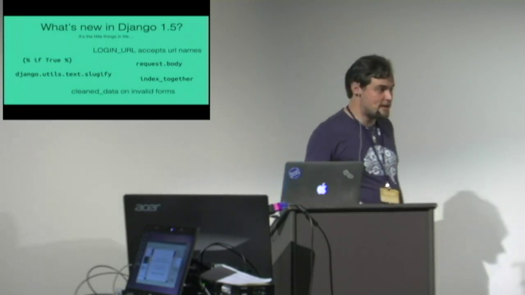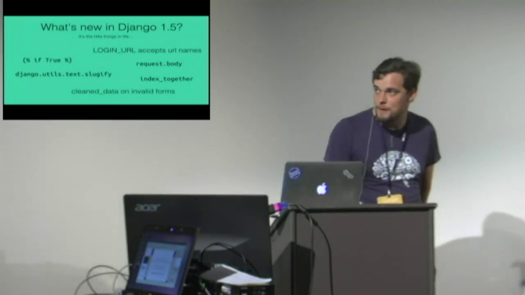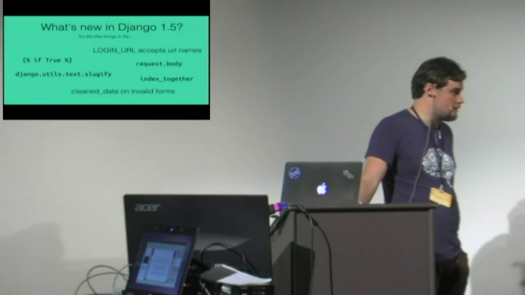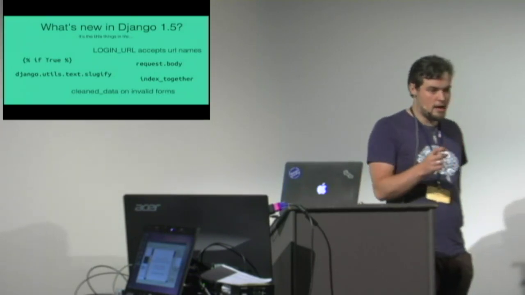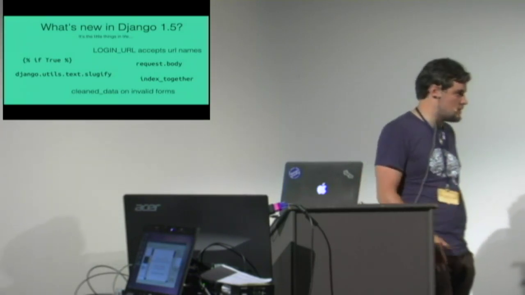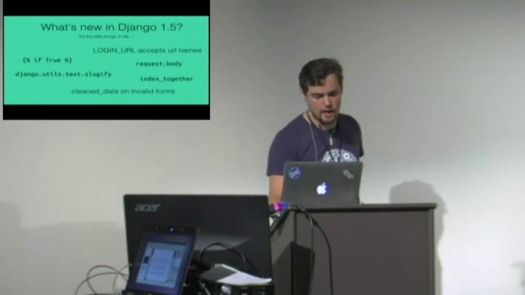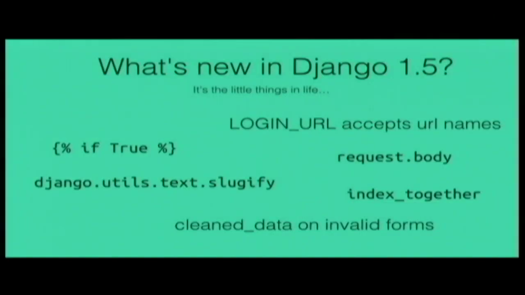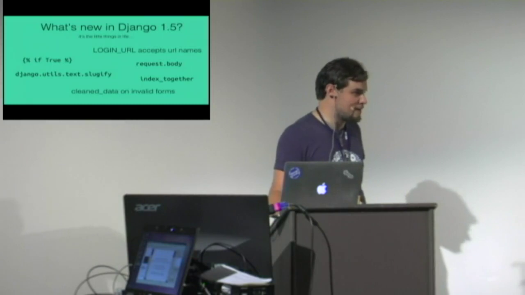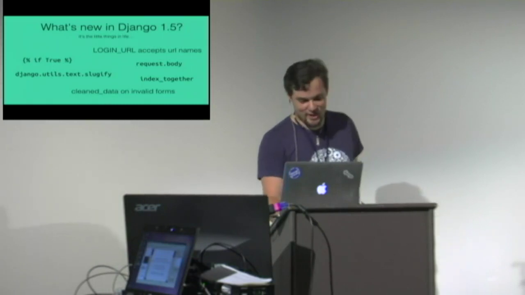The login URL now and logout URL and so on accept URL names rather than actual paths. You could always use reverse lazy to do it, but it's much nicer to just put the URL name in. My personal favorite feature in 1.5 is the promotion of the slugify function from only a template filter to an actual text function. The reason this is my favorite feature is not because it's an awesome feature, but because I wrote it. That was my first significant contribution.